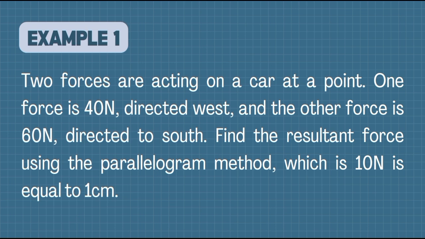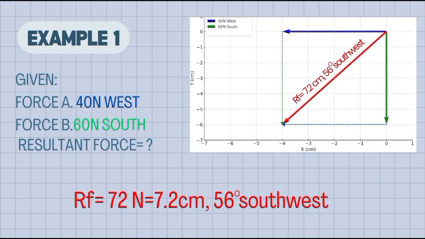Example number 1. Two forces are acting on a car at a point. One force is 14 Newton, directed west, and the other force is 60 N, directed south. Find the resultant force using the parallelogram method, where 10 Newton is equivalent to 1 centimeter. As you can see at the top right side of this slide, in the graph, the blue arrow represents force A and the green arrow represents force B.